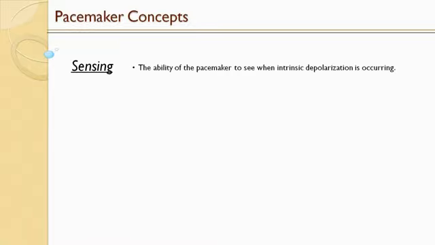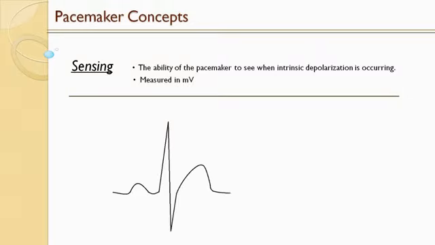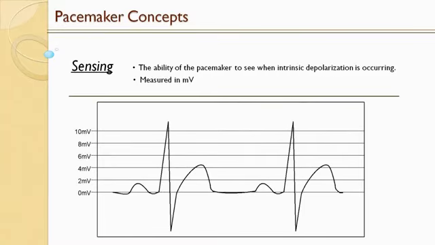Next, we're going to talk about sensing. Sensing is the ability of the pacemaker to see when intrinsic depolarization is occurring, and it's measured in millivolts. If we look at the bottom, we can see a couple of EKG beats. If we were to draw a sensing grid over these beats, with the baseline being 0, it would look something like this.